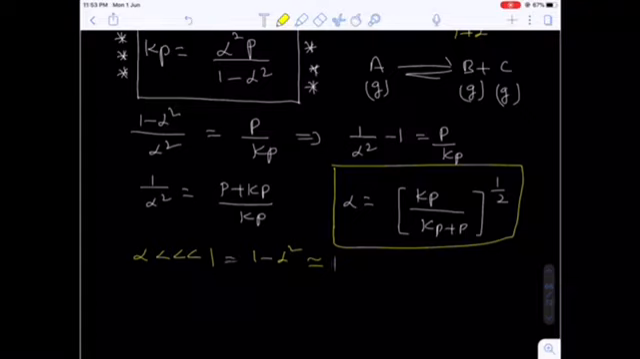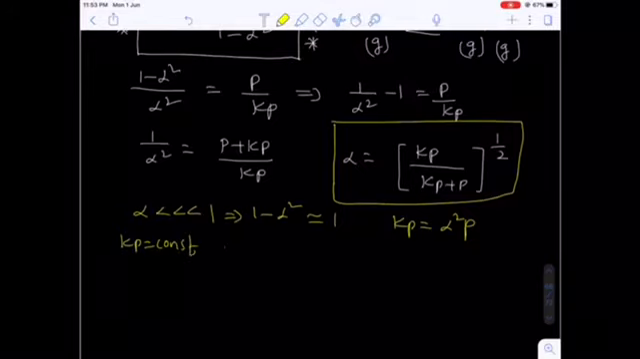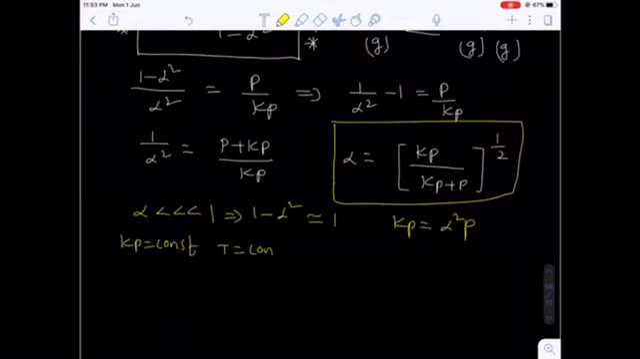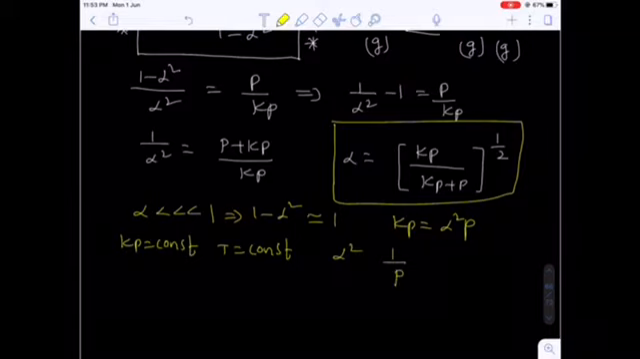Then in the denominator, 1 minus alpha square almost tends to equal 1. So the expression becomes Kp is equal to alpha square P. Do you know Kp becomes constant at a constant temperature? At a constant temperature Kp is constant. That means alpha square and P are inversely proportional to each other. Alpha square is inversely proportional to pressure.